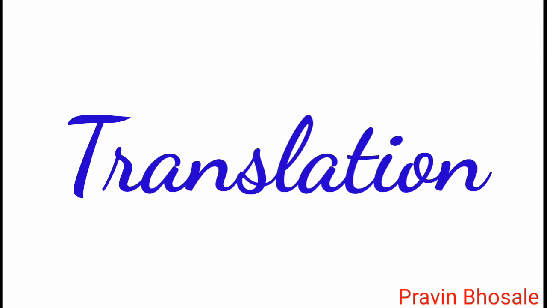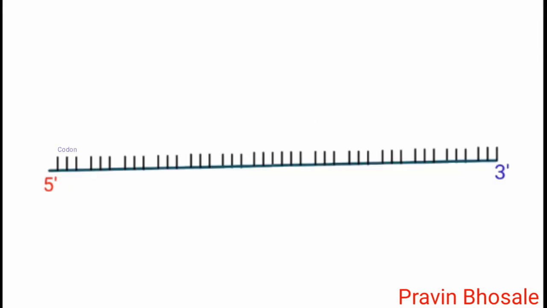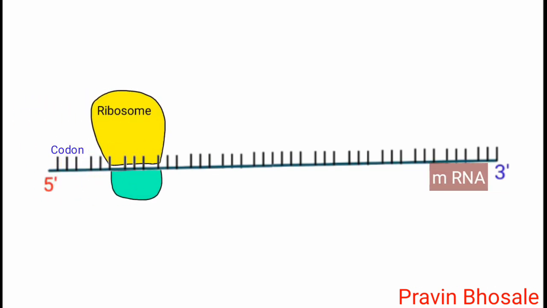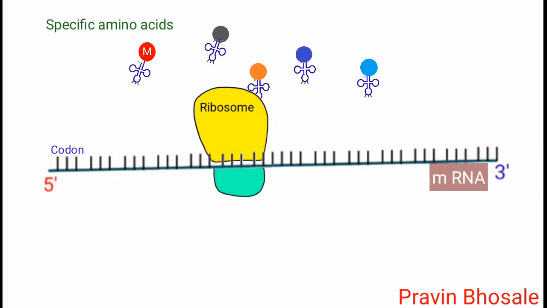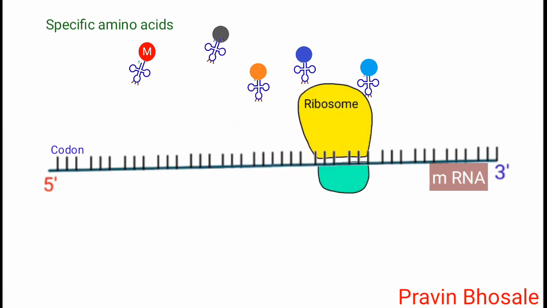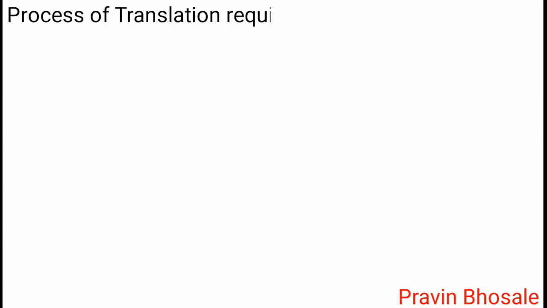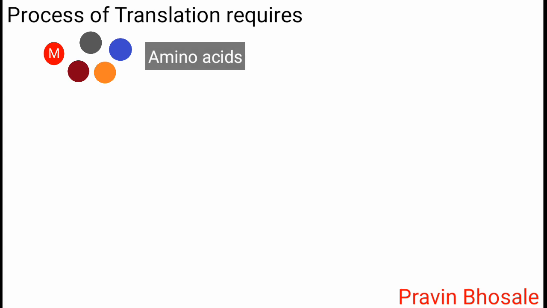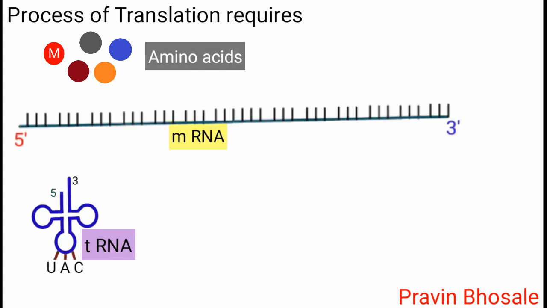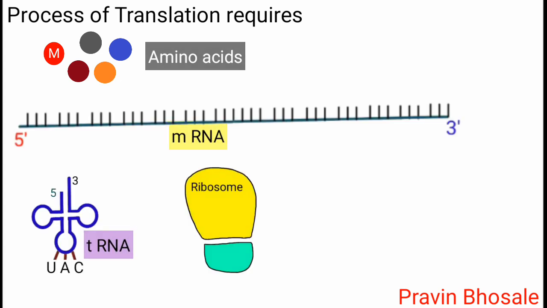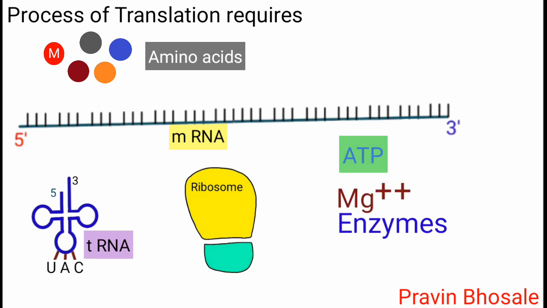Translation is the mechanism in which codons of mRNA are translated into specific amino acids in a sequence to form a polypeptide on ribosomes. The process of translation requires amino acids, mRNA, tRNA, ribosomes, ATP, magnesium ions, enzymes, and release factors.